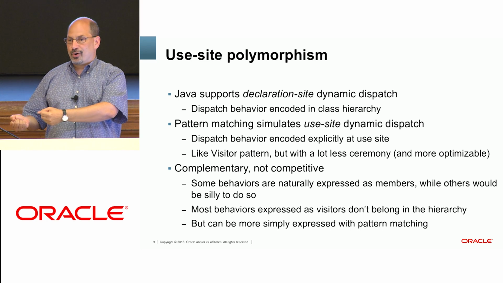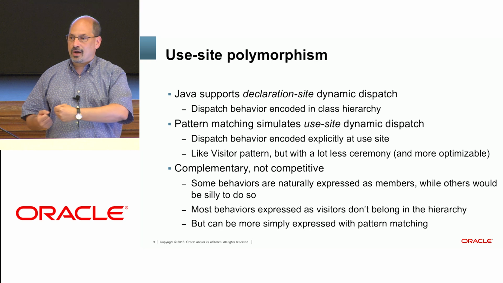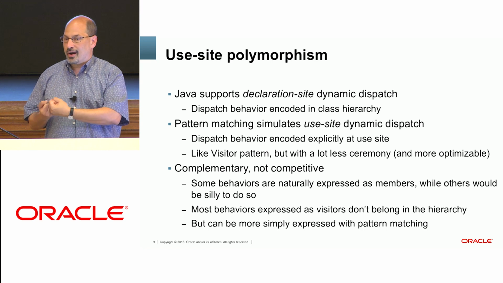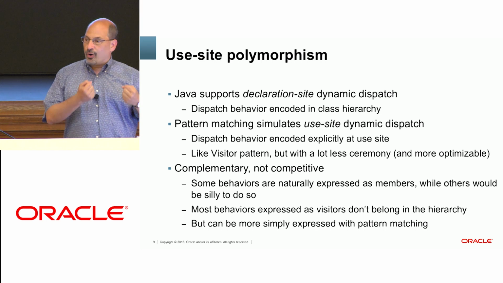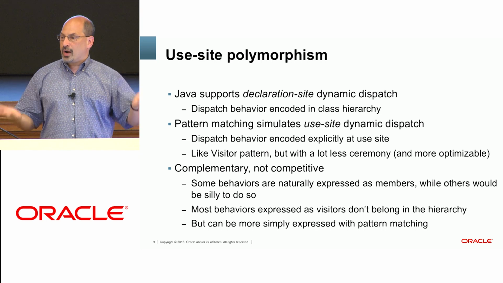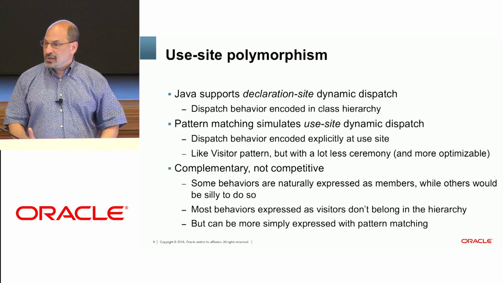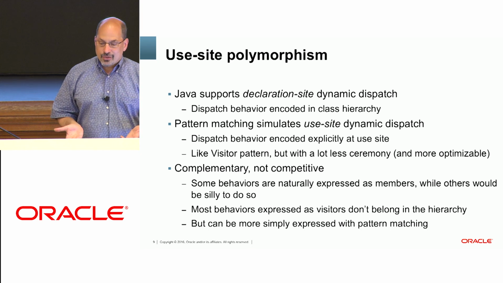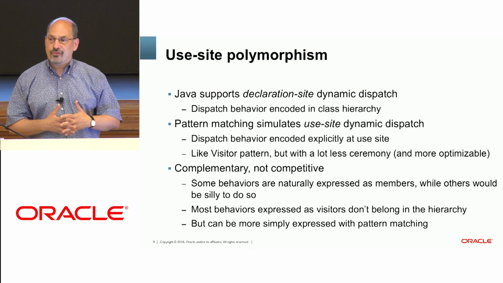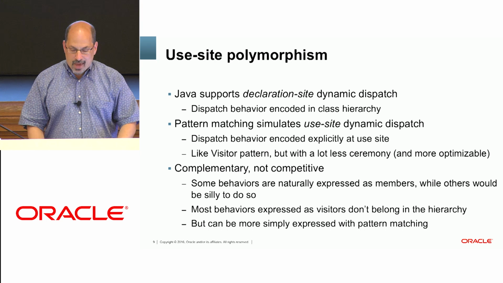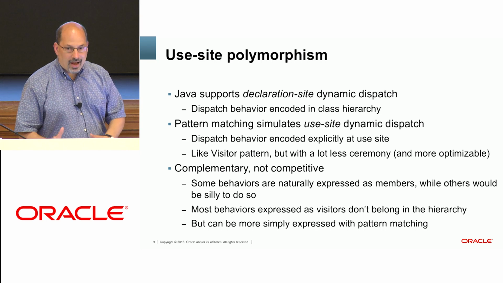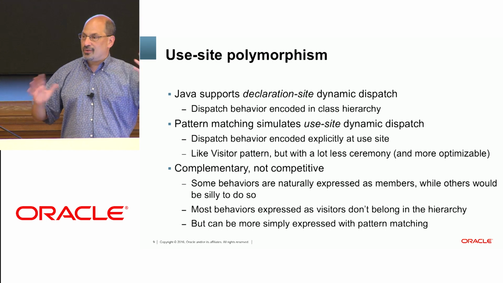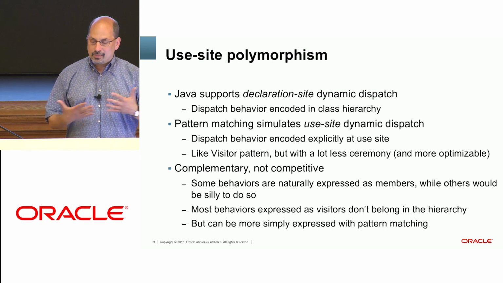The declaration site approach makes a lot of sense when this is an operation that is intrinsic to your type hierarchy. There are operations that aren't intrinsic to the type hierarchy, but we still want to perform on a tree, which is usually when we reach for the visitor pattern today. So this serves all the purpose that a visitor pattern did, but with an awful lot less boilerplate, less error prone, and more optimizable. So I sort of see this use site versus declaration site polymorphism as being complementary.